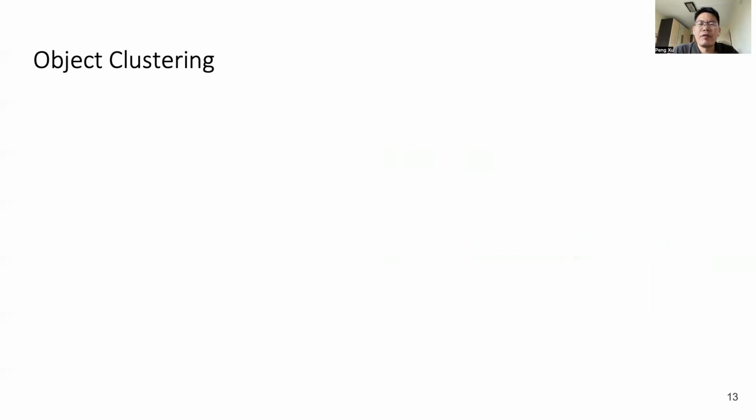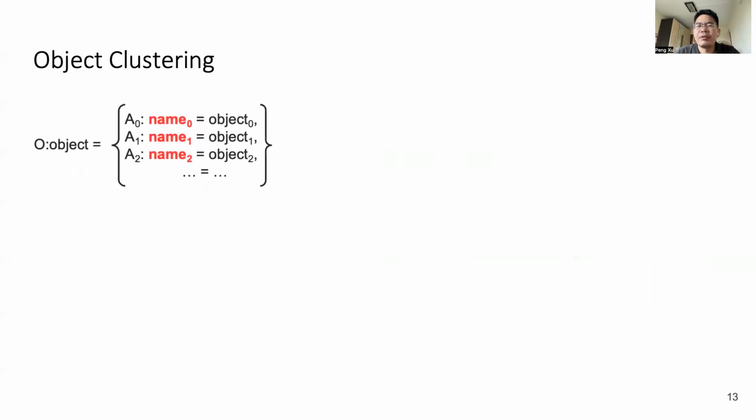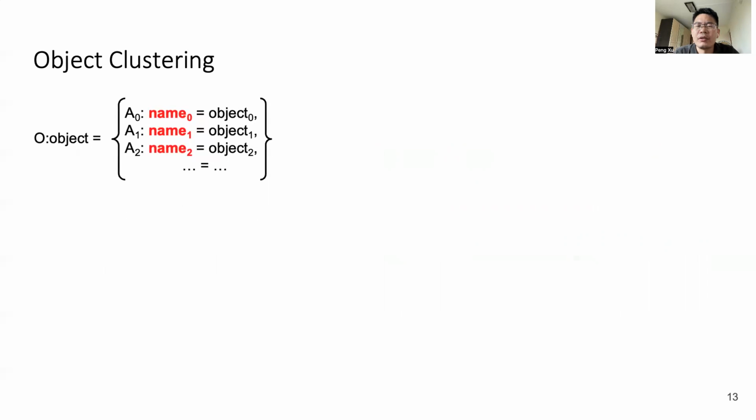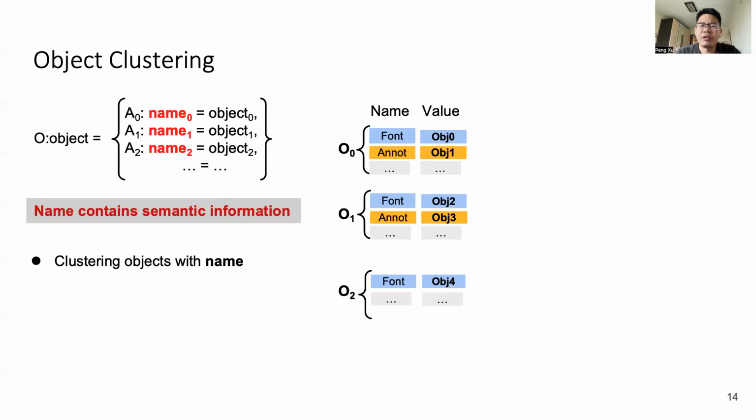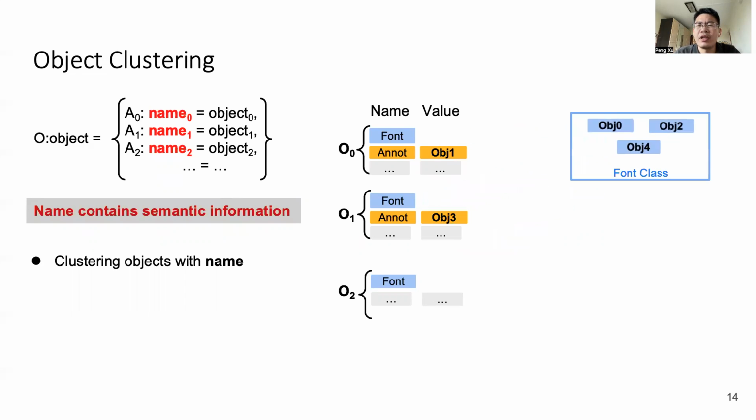The first part of our solution is object clustering. An object usually consists of some attributes. Each attribute is a pair of name and object. Through our observation, the name of an object usually carries some semantic information. So in the first step, we just cluster the native objects by their names. It's very simple. We just put objects with different names in different categories.